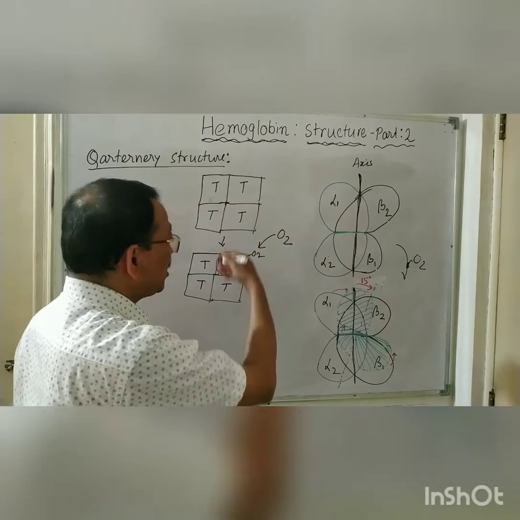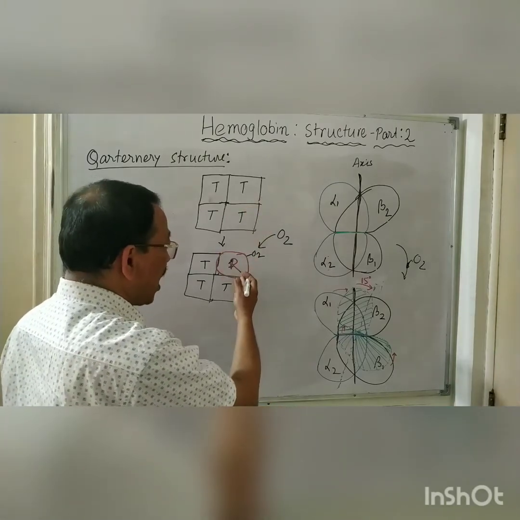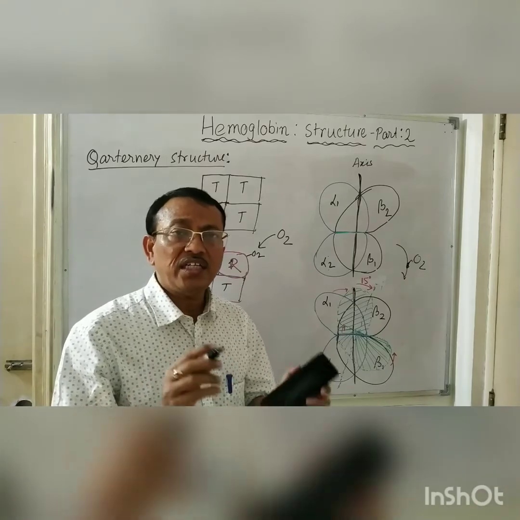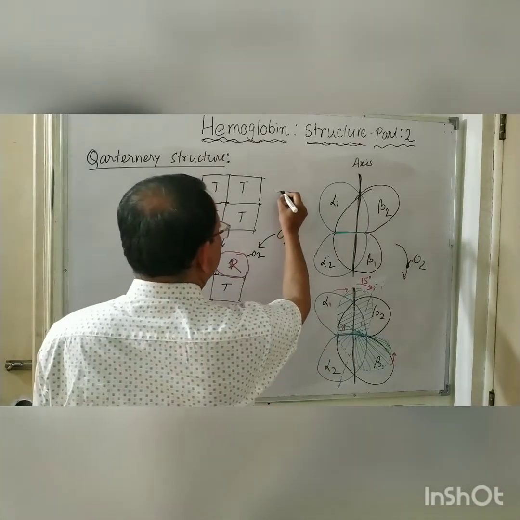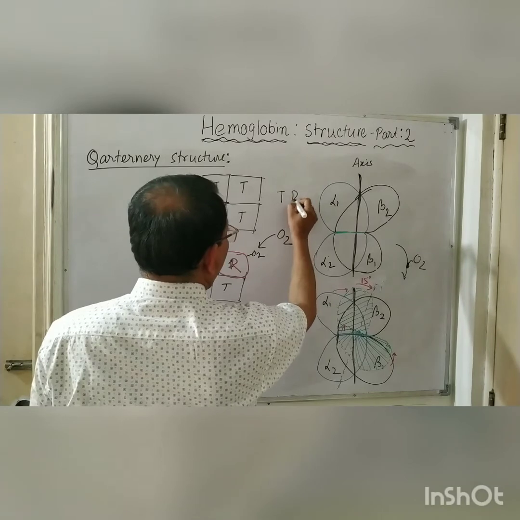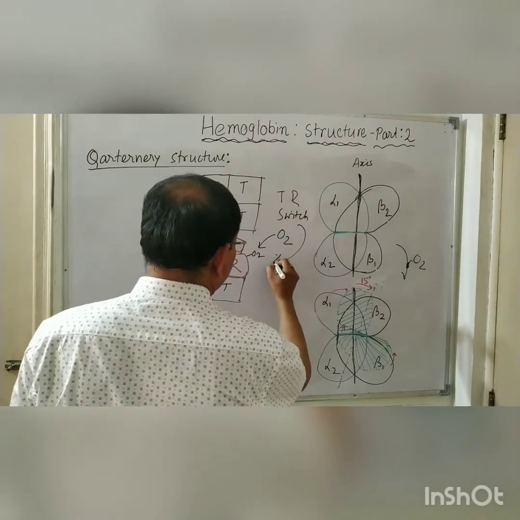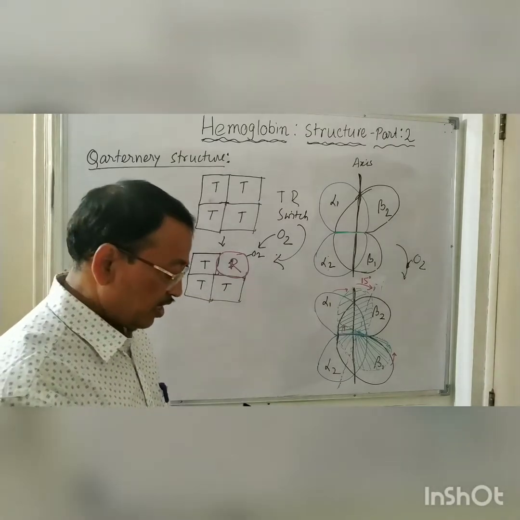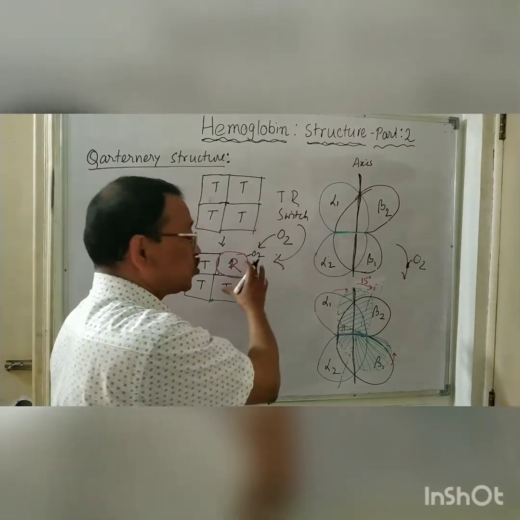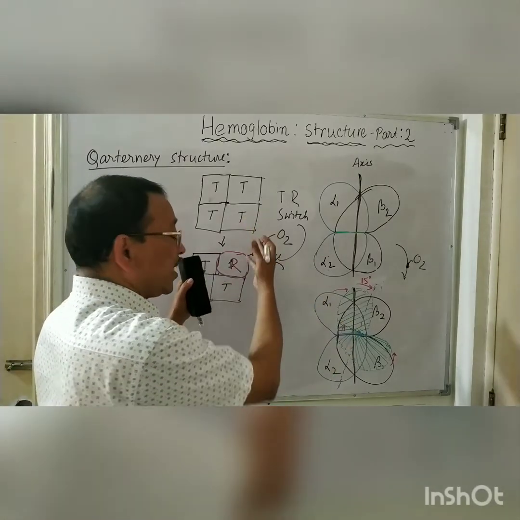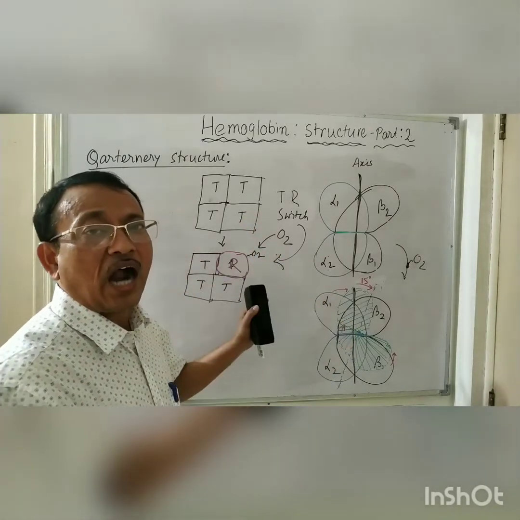And this switching from the T state to the R state is known as the TR switch. So the TR switch takes place during this phenomenon. Now let us see how, or why, this tense state gets transformed into the R state.